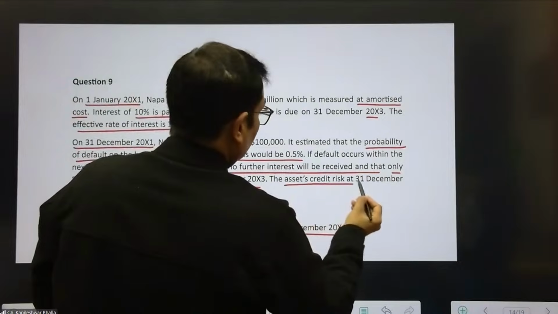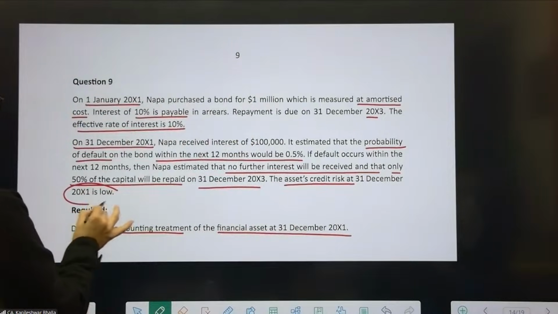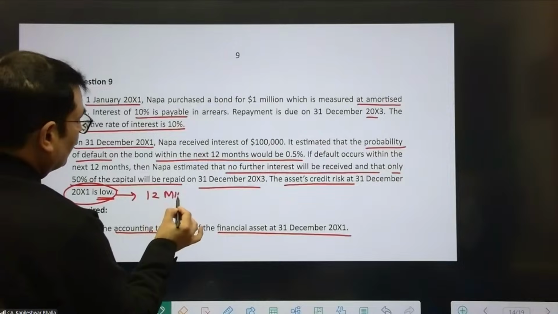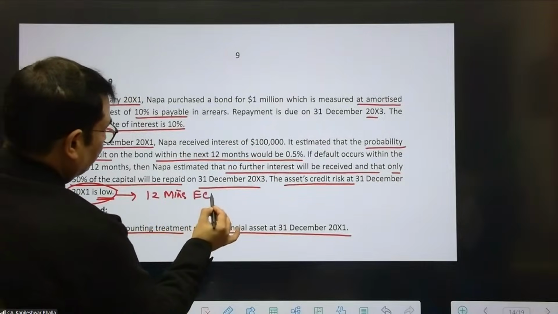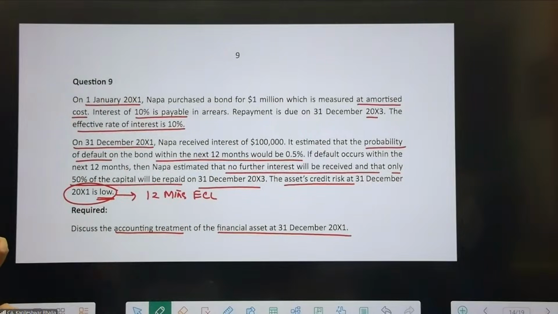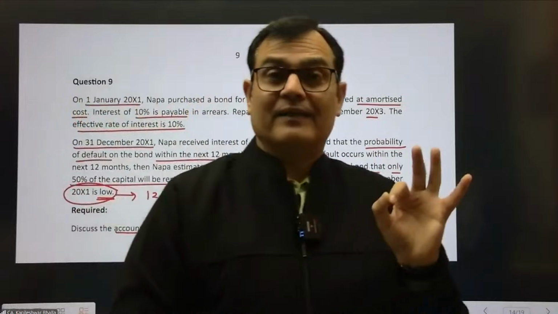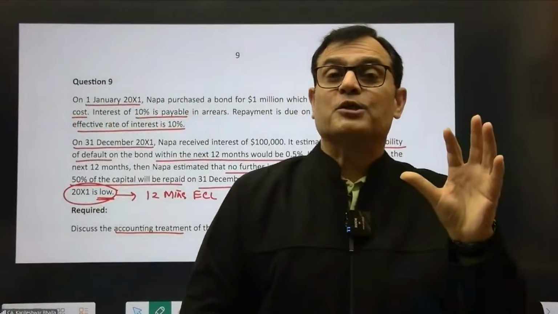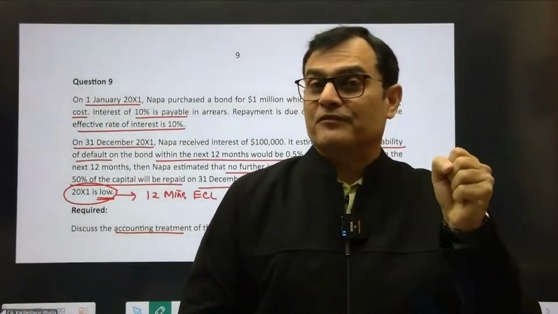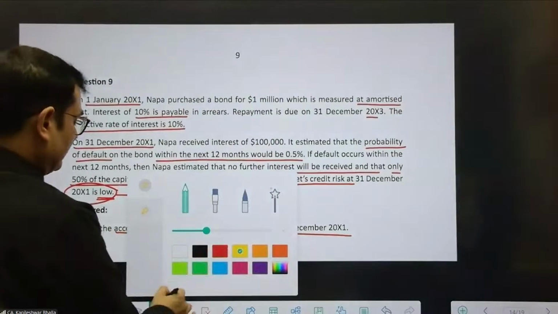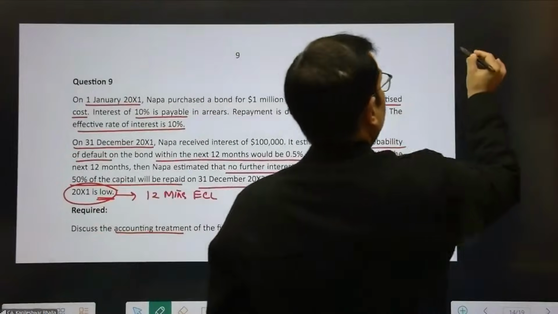It says the asset credit risk is supposed to be low. So when the credit risk is low, it indicates we need to apply a 12 months ECL in any case. I think you would have well understood the inputs in terms of the question. I think if the language of the question is clear, you've understood the broader input in terms of impairment. Now let's apply the three-step model in this case and get the results. So I think let's do it on the next one.